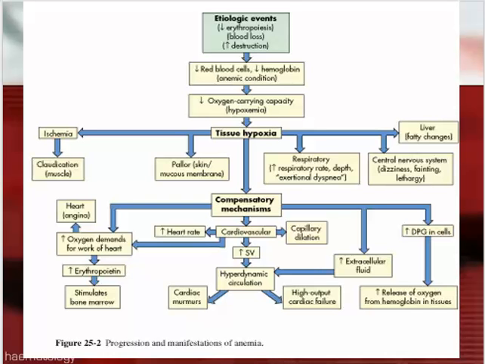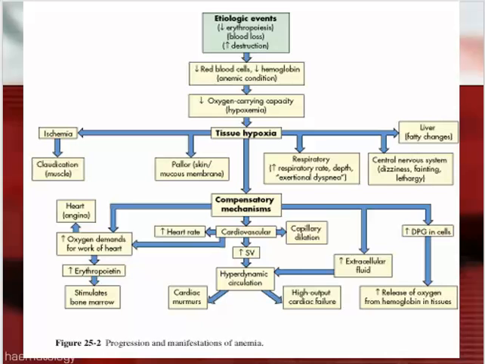So the central nervous system will start to depress because it uses so much ATP and it's all aerobic respiration. You can't have anaerobic respiration in the central nervous system. So you will get fainting or lethargy, tiredness, slow thinking, maybe dizziness.